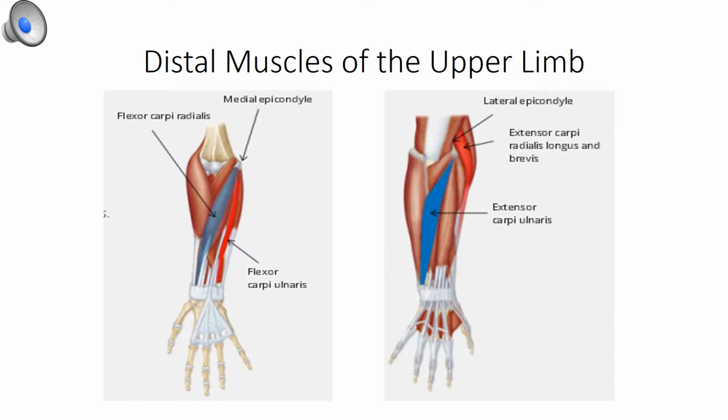Here, the distal muscles of the upper limb are presented. In both images, we can see the anterior and posterior views of the forearm, and the main muscles in this group are responsible for the flexion or the extension of the wrist, as well as the pronation and supination of the hand.